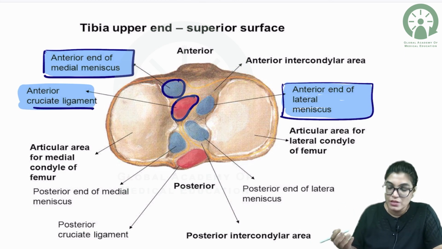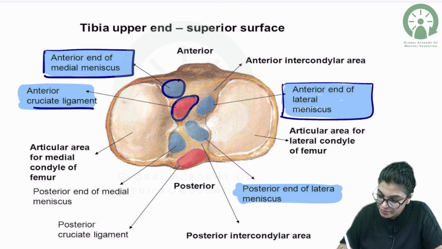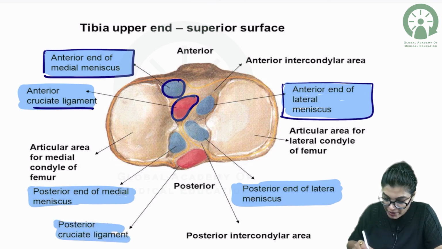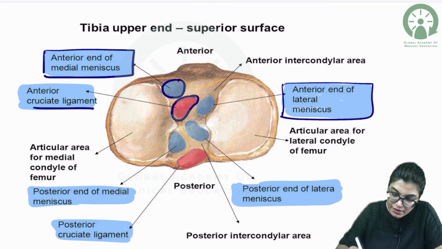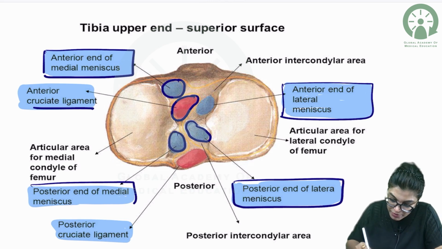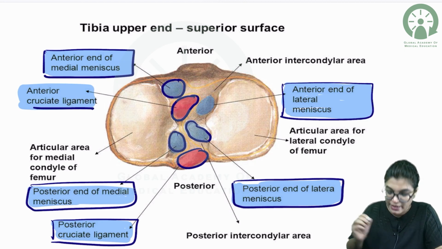Then comes the posterior structures. So, that is the posterior end of the lateral meniscus, then the posterior end of the medial meniscus, and the most posterior structure is the posterior cruciate ligament.